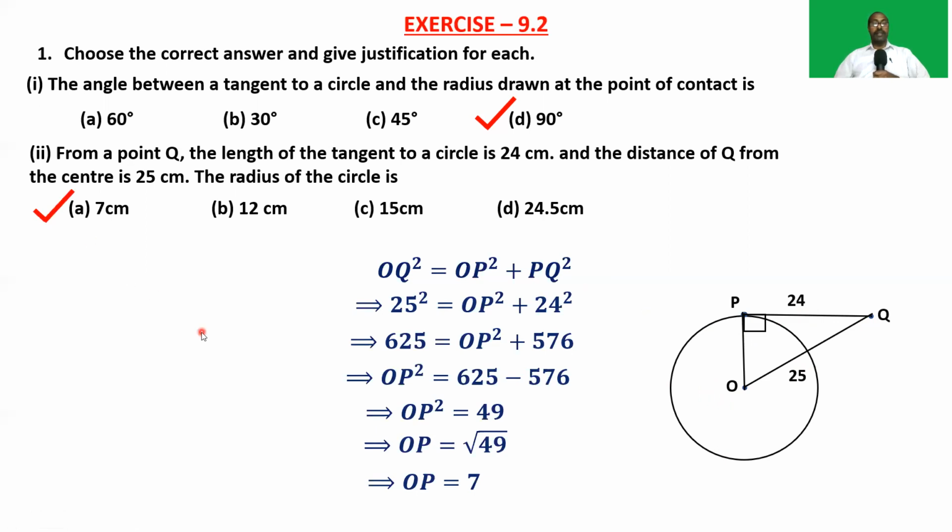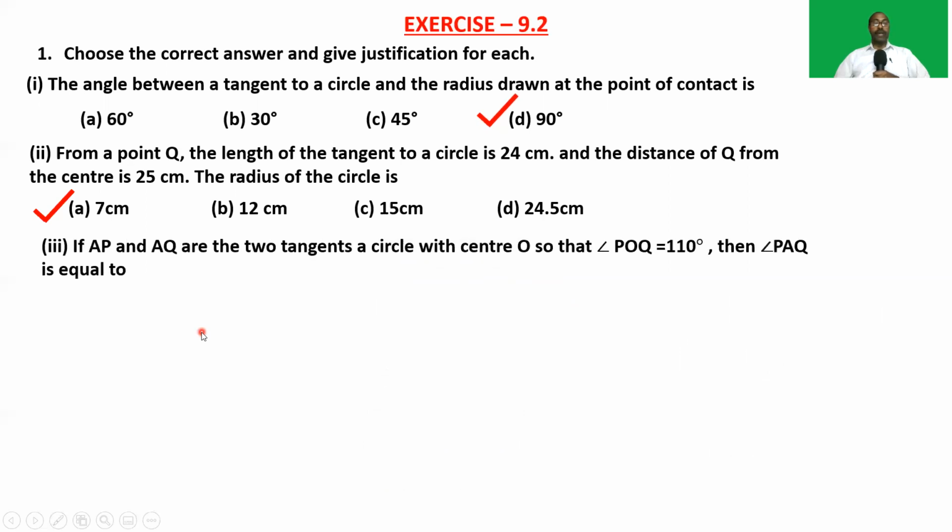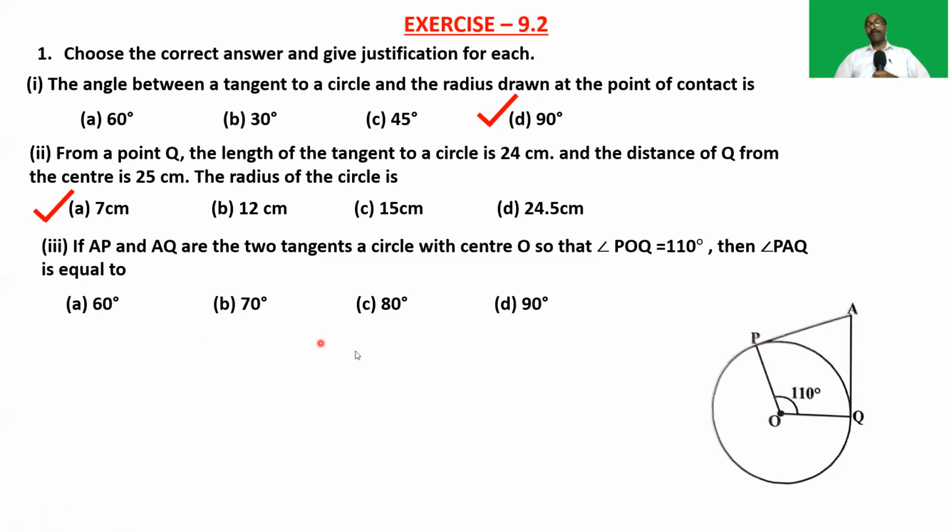Now take the third one. If AP and AQ are the two tangents to a circle with center O, so that angle POQ is equal to 110 degrees, then angle PAQ is equal to: 60 degrees, 70 degrees, 80 degrees, or 90 degrees. And the figure is like this. So here we can observe that AP and AQ are the two tangents to the circle with center O, and angle POQ is 110 degrees.